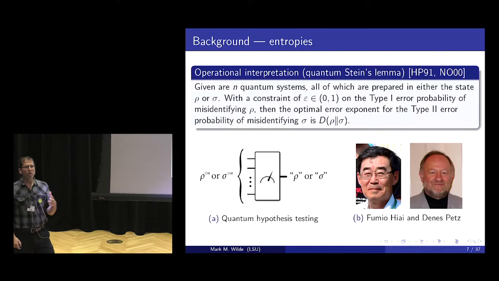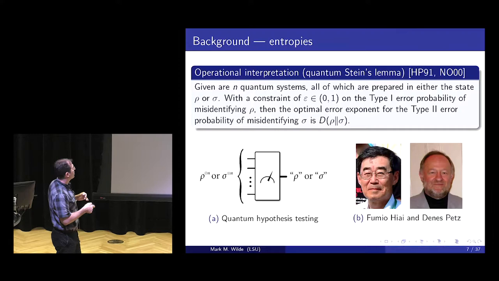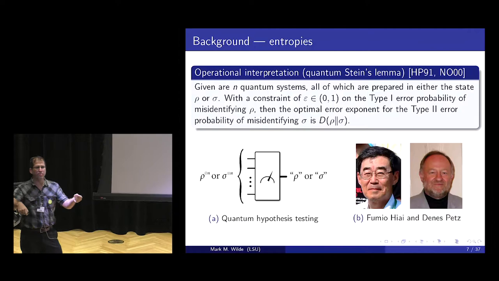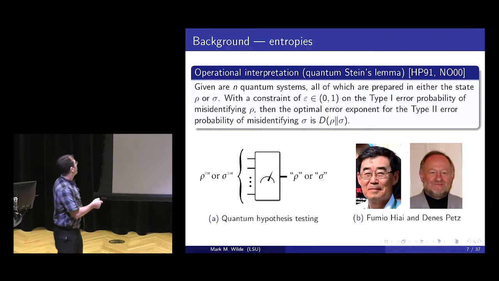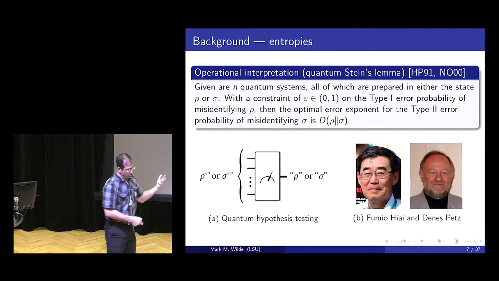In the statistical sense, in hypothesis testing, you should think of this operational picture here. There's an experiment: either n copies of the state rho have been chosen, or n copies of the state sigma. You're given these n copies, and your task is to determine which state was prepared. The only way that you can do so is to perform a quantum measurement. Most generally, you want to perform a collective quantum measurement on all of the systems, and you have to decide whether the state prepared was rho tensor n or sigma tensor n.